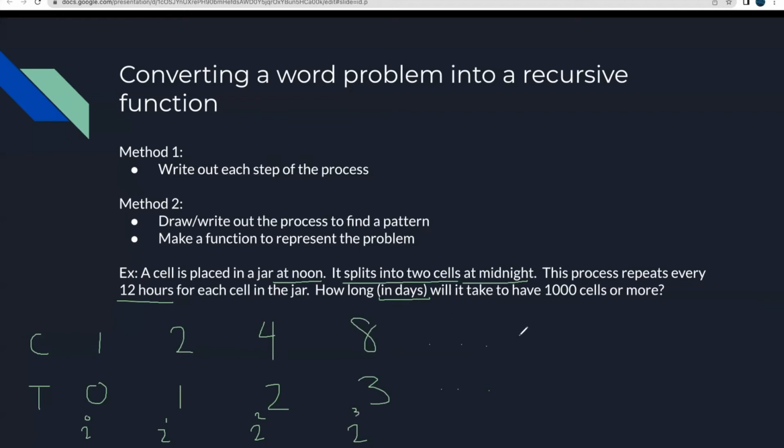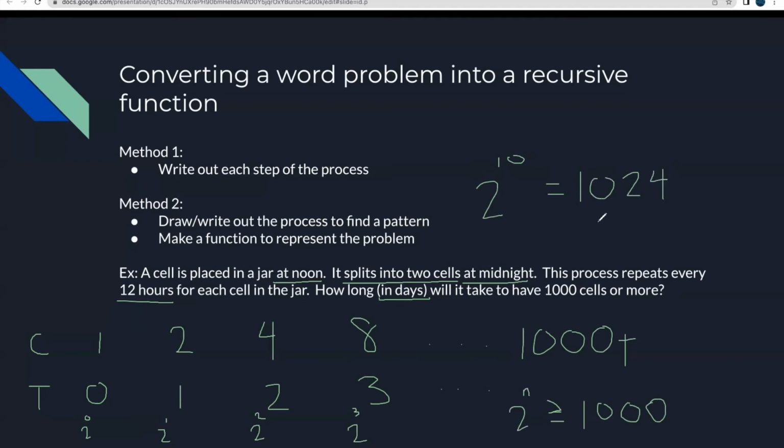Well, in that case, since we want to have 1,000 plus cells, we have to have 2 to the power of n be greater than or equal to 1,000. So for this one, I know off the top of my head that 2 to the power of 10 is 1,024. And I know after that it's going to be already greater, and below that it's going to be like 512. So we're not going to need 2 to the power of 9. We're just going to need 2 to the power of 10. So our unit of time here is 10.